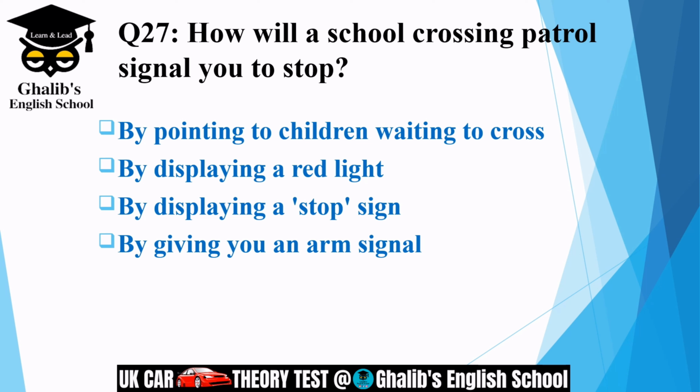Question 27. How will a school crossing patrol signal you to stop? By pointing to children waiting to cross, by displaying a red light, by displaying a stop sign, by giving you an arm signal. So they will display a stop sign.